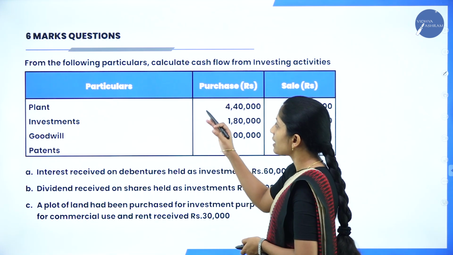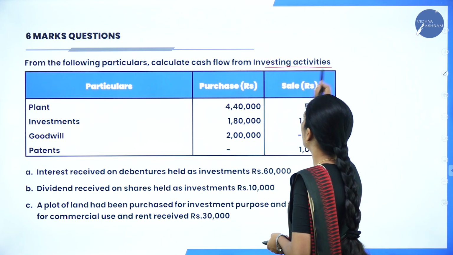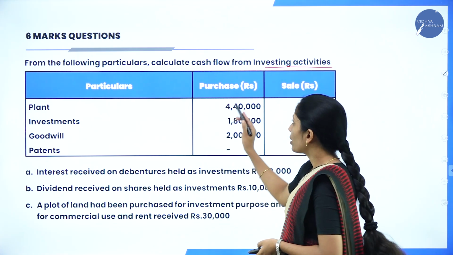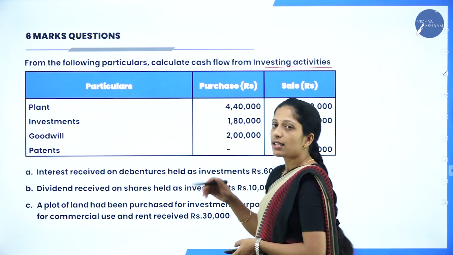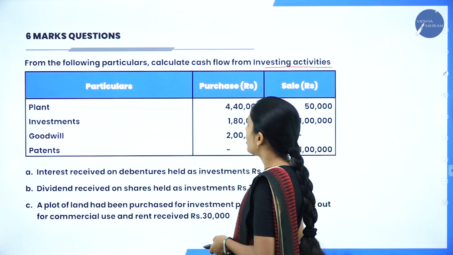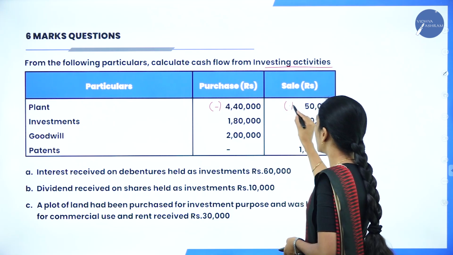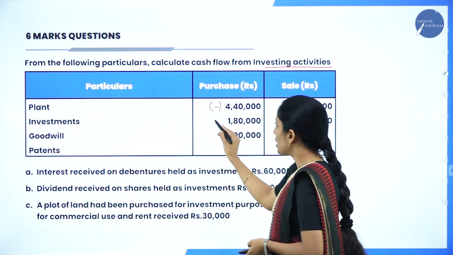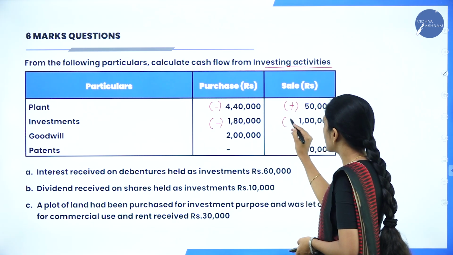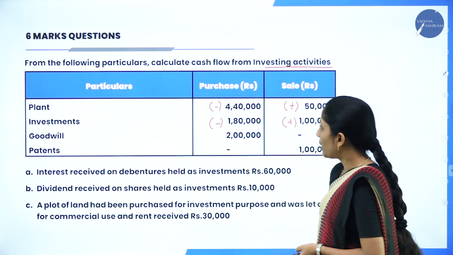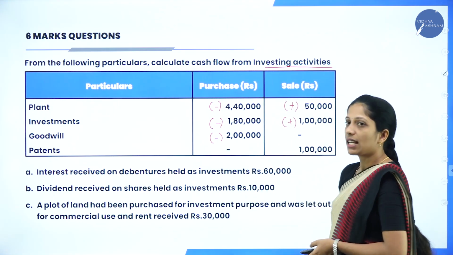Now moving on to the next one. From the following particulars, calculate cash flow from investing activities. They have given us purchase as well as sale. What you have to do with purchase? It is outflow, you have to minus. Now plant, purchase, so it is minus. Sale, we have to add. Investment, here also it is minus, that is purchase, and here it is add. Now goodwill, purchase, so minus. Here we don't have any other sale.